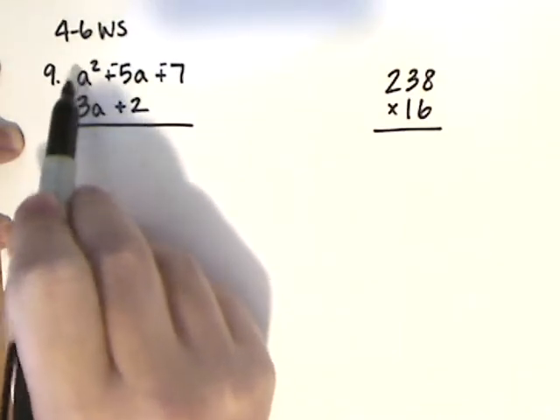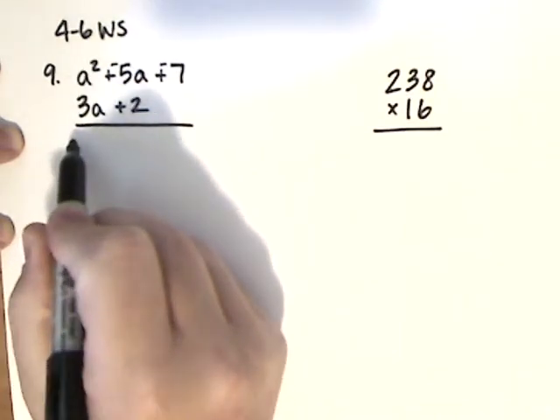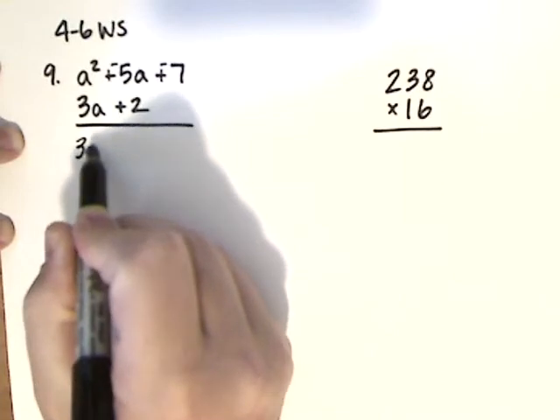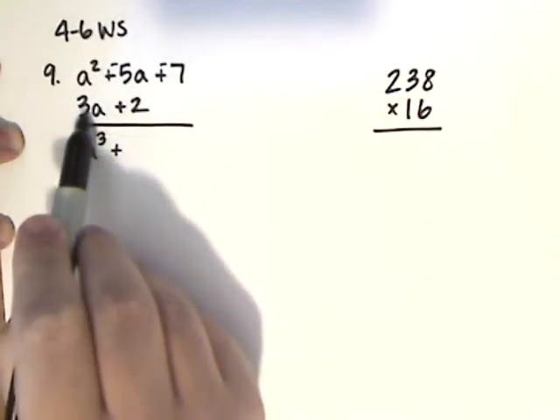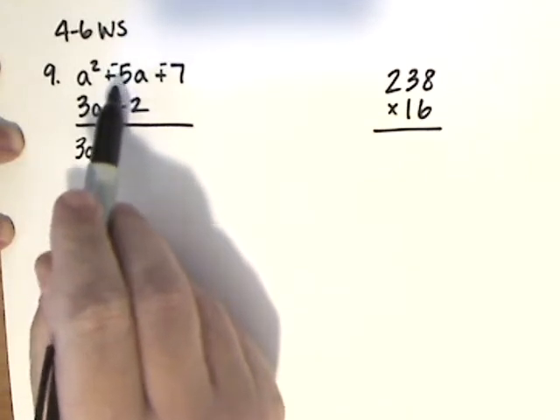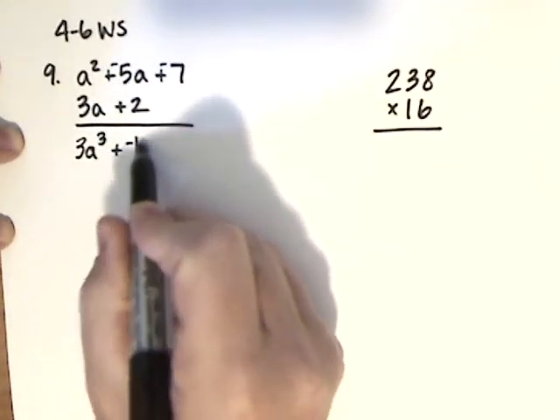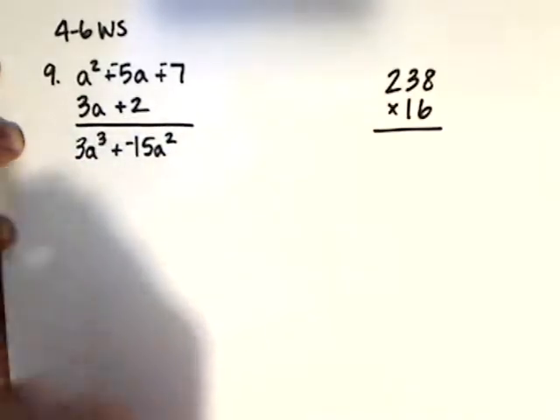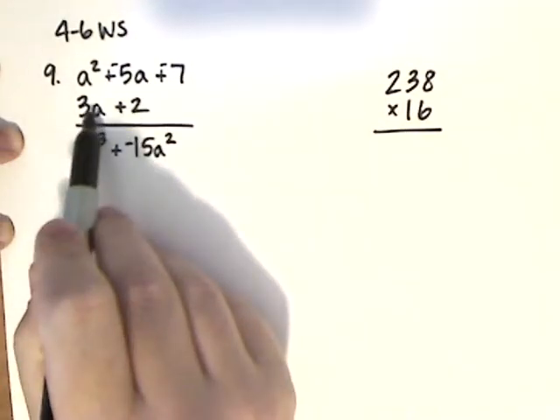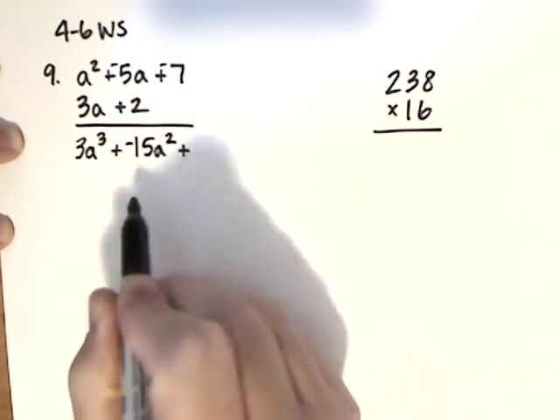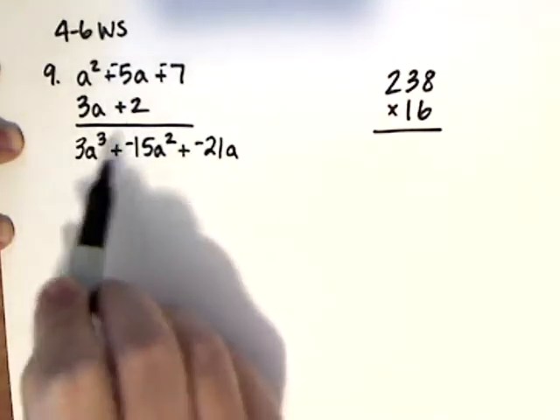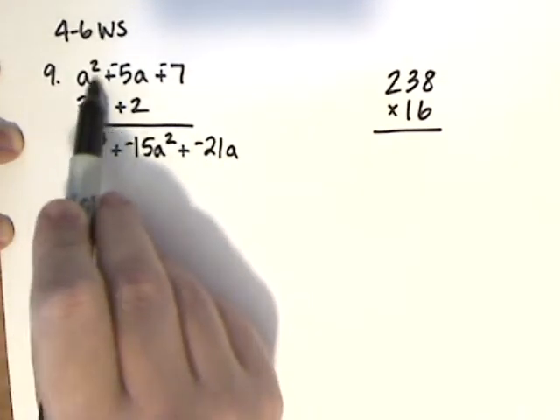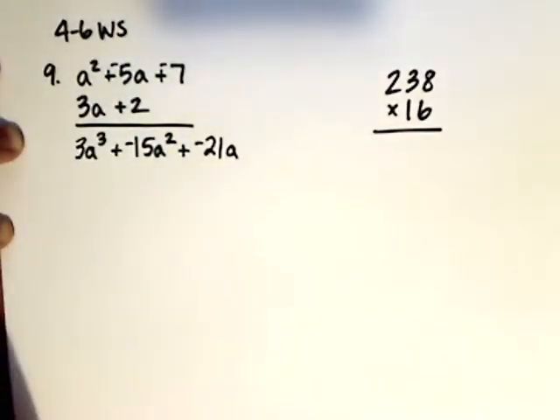Now I'm going to take 3a times a squared. 3a times a squared gives me 3a to the third. Plus, now I have to do the 3a times the negative 5a. 3a times negative 5a is negative 15a squared. Then I'm going to take 3a times negative 7. So that's negative 21a. So this is what I got when I took the 3a times each one of the terms in the top polynomial.